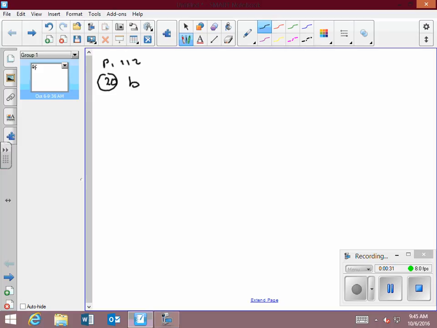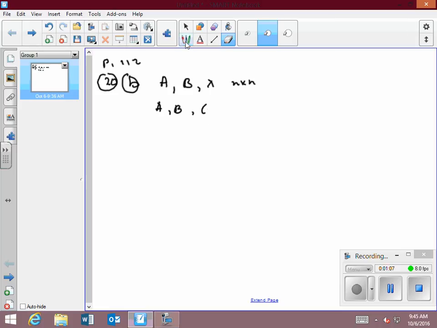And what we have is A, B, and X are n by n matrices, and A, B, and A minus AX are invertible.